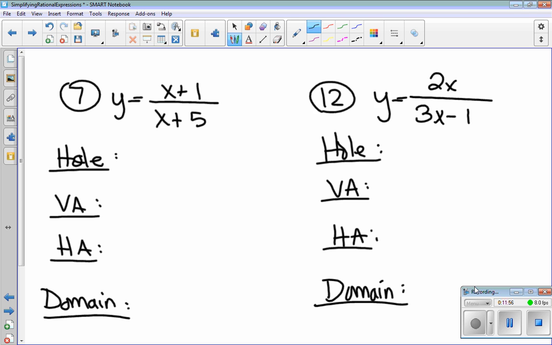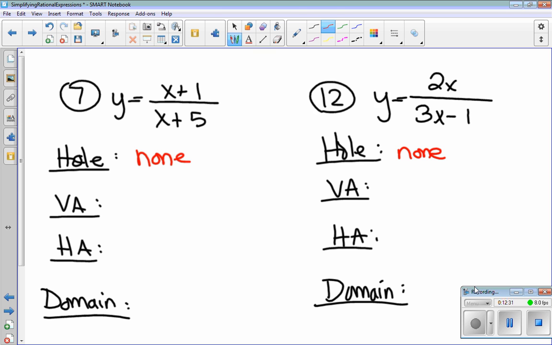All right. So, do either of these have holes? Yes or no, and why? There's no common factor in both the numerator and the denominator. Good. Perfect. So neither of these have holes. So you would literally write none, because there's no holes.